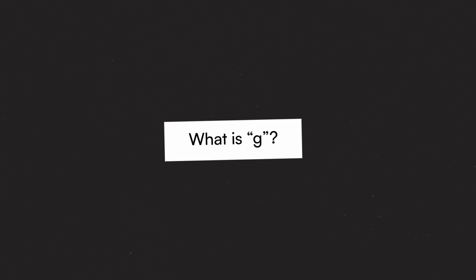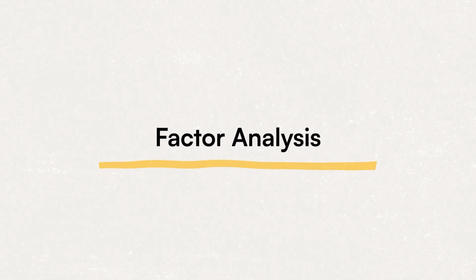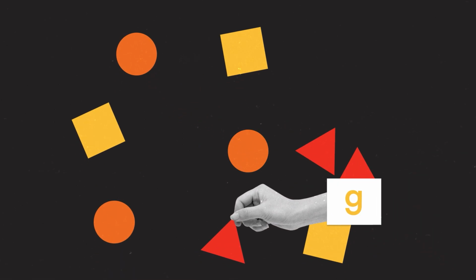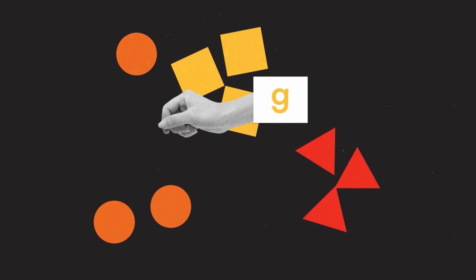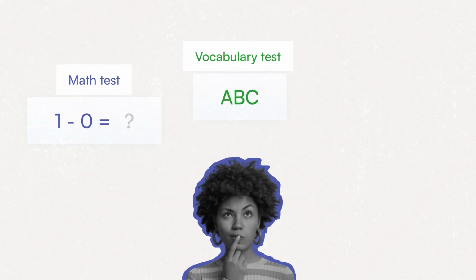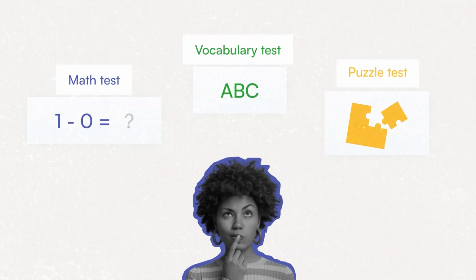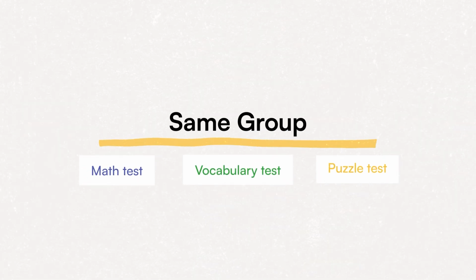What is G? At its core, G is a way to summarize groups of variables and data. It comes from a statistical method called factor analysis, which identifies which variables are more closely related to one another. For example, if someone does well on a math test, a vocabulary test, and a puzzle, factor analysis might show that scores on these tests are similar enough that they belong in the same group.